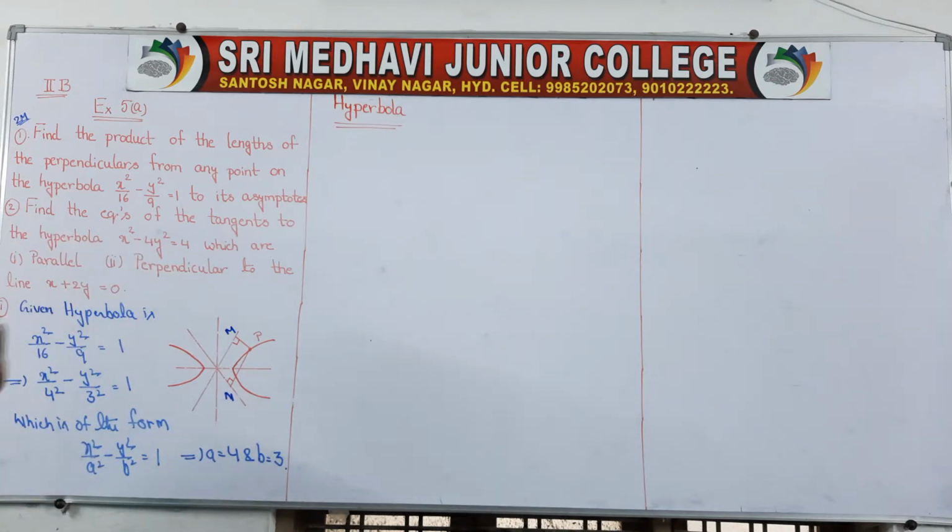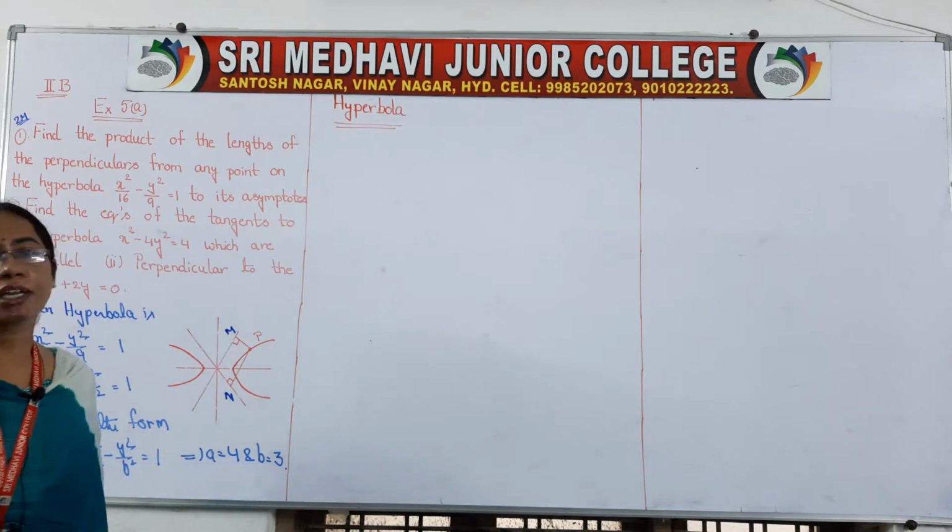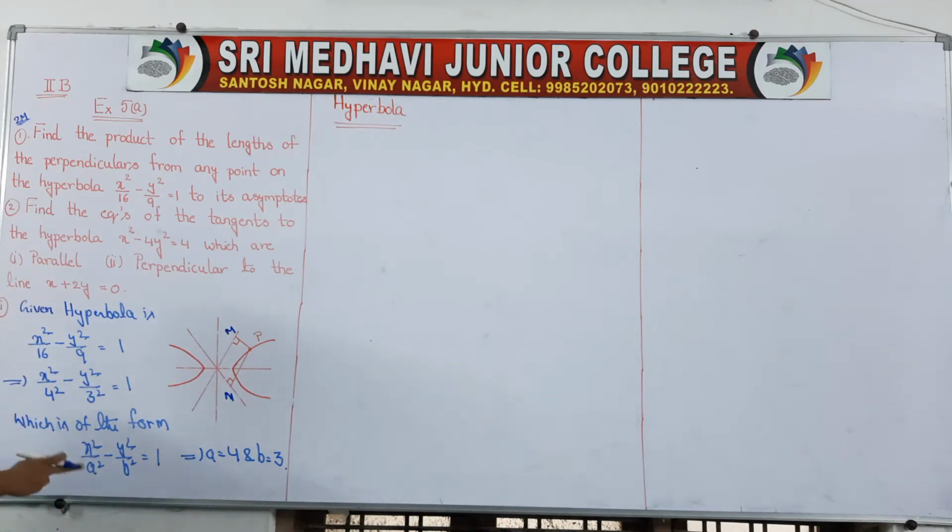Just reduce the equation into your standard hyperbola form. This is your standard hyperbola equation, x square by a square minus y square by b square is equal to 1. So 16 can be written as 4 square, 9 can be written as 3 square, then you will know your a as 4 and b as 3.